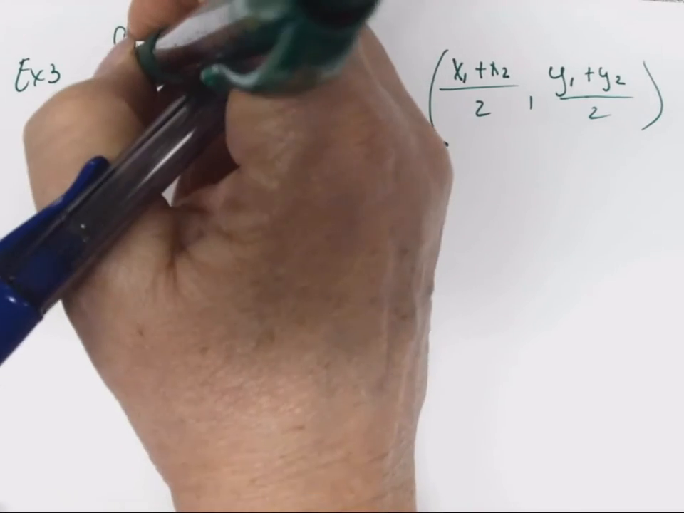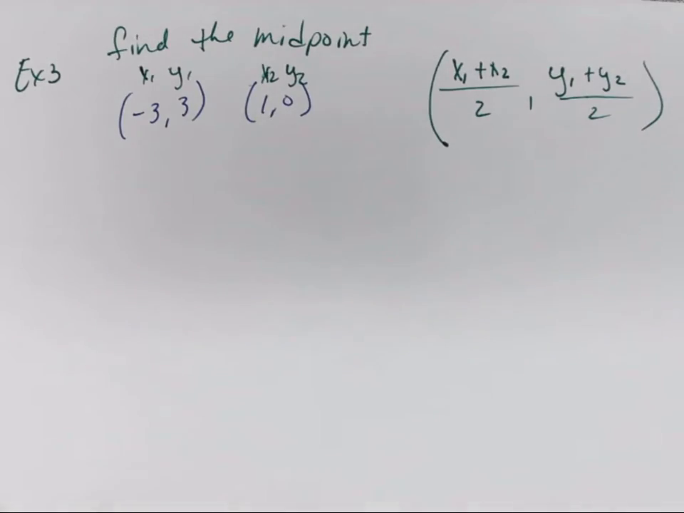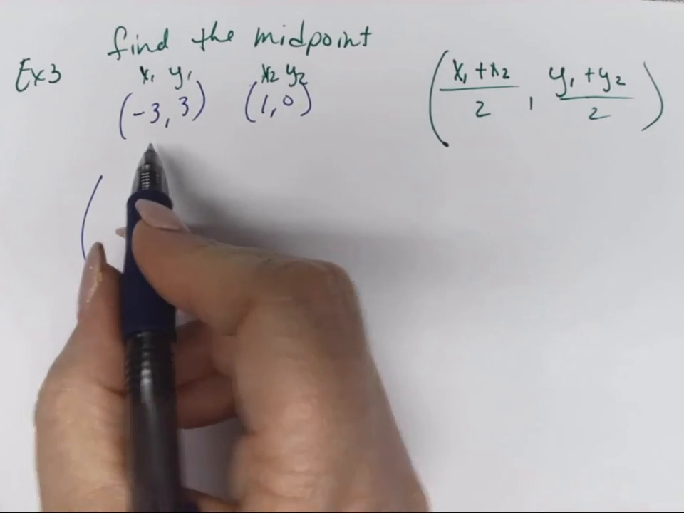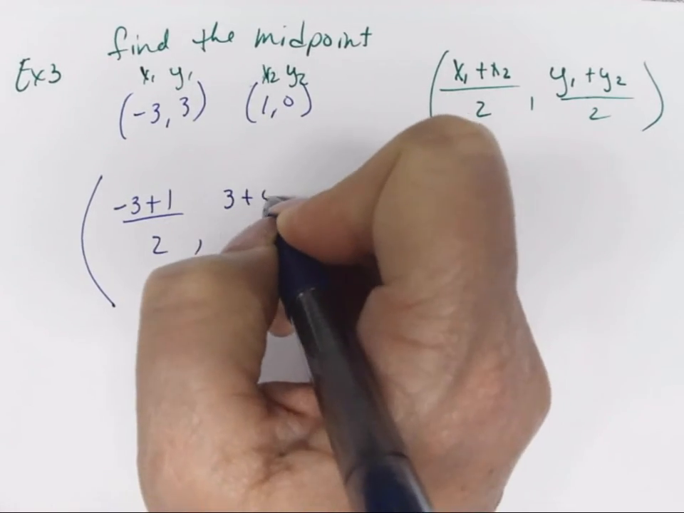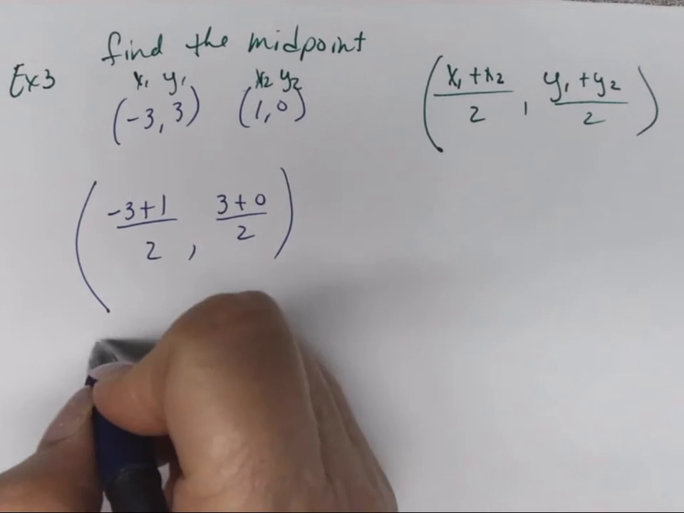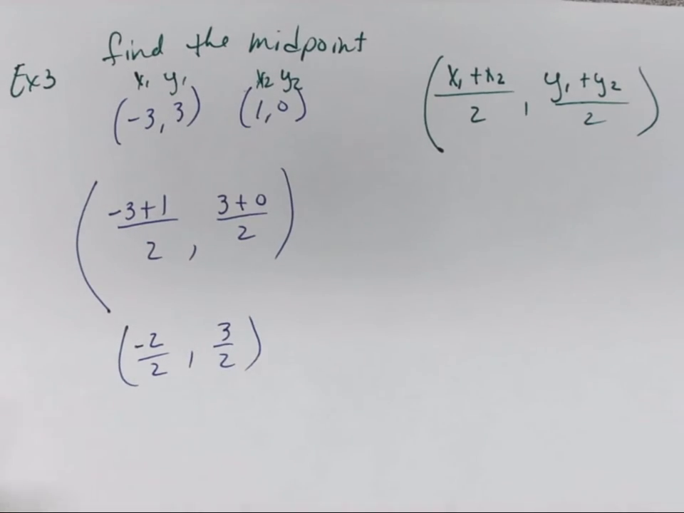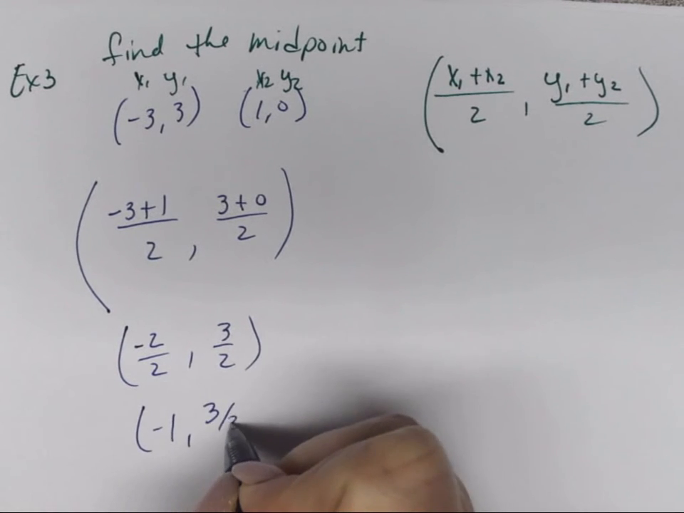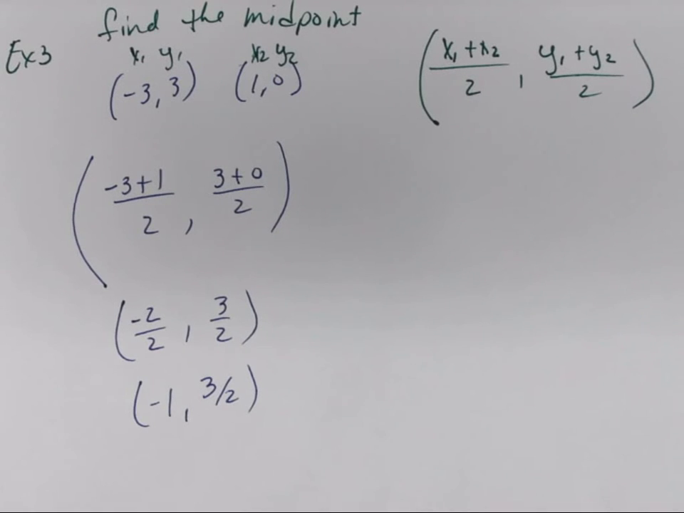So again, I'm going to tell you, label the points. All right, so here we go. X sub 1 plus x sub 2 will get us negative 3 plus 1 over 2. And then we have 3 plus 0 over 2. Negative 3 plus 1 will get us negative 2 over 2. 3 plus 0 is 3 over 2. And then you got to see if it will reduce. Well, negative 2 over 2, that will get us negative 1, and this will still be 3 halves. Typically, we leave them as fractions. We will not turn them into a decimal answer. All right, let's go look at one more problem.